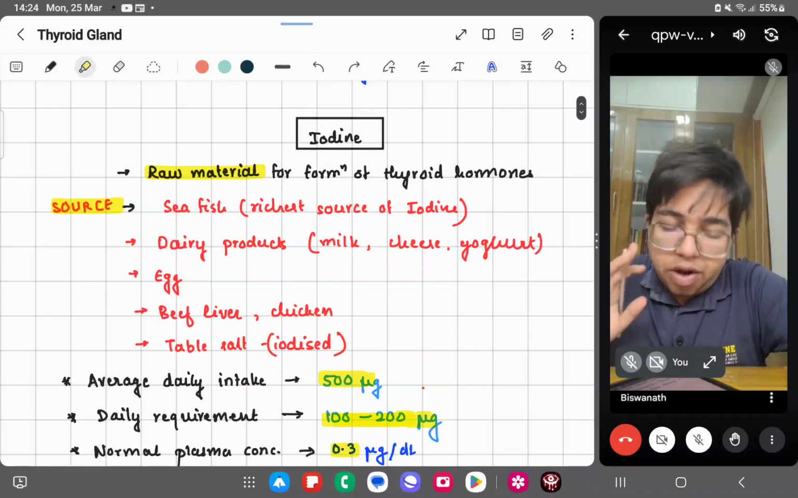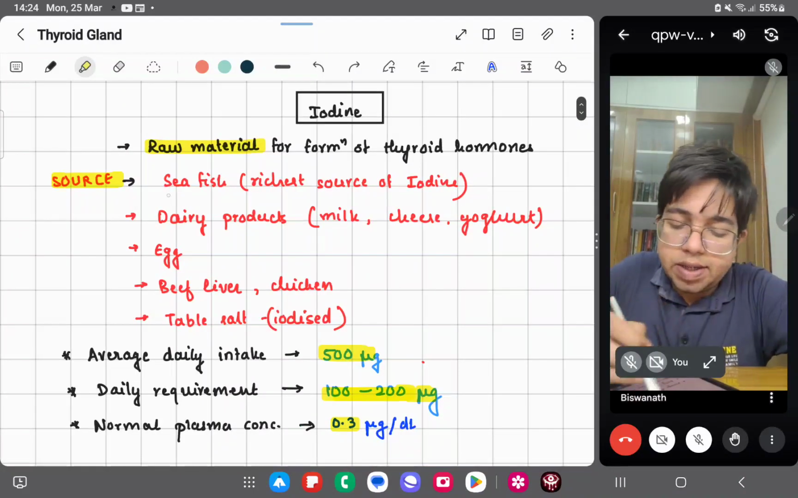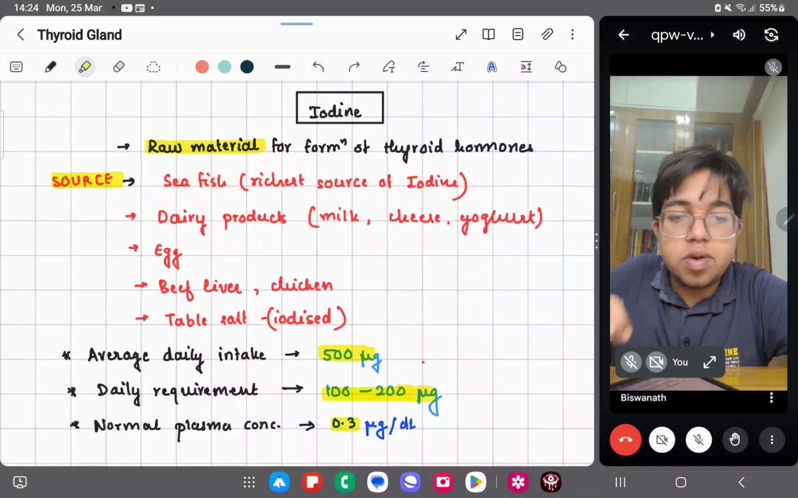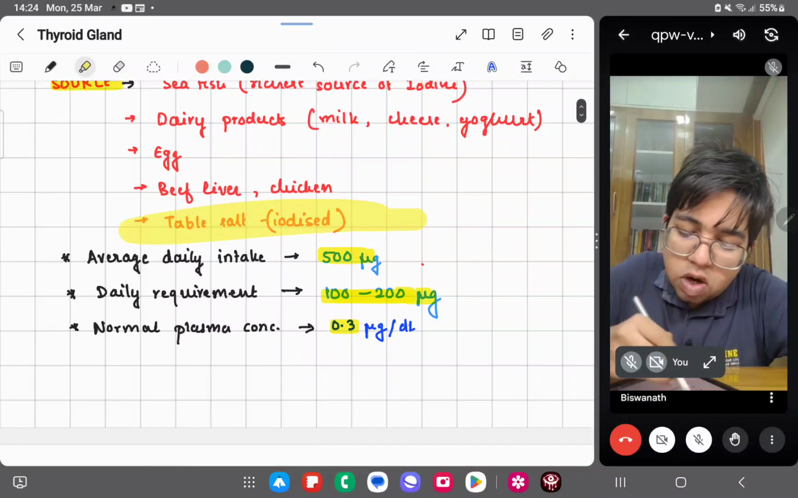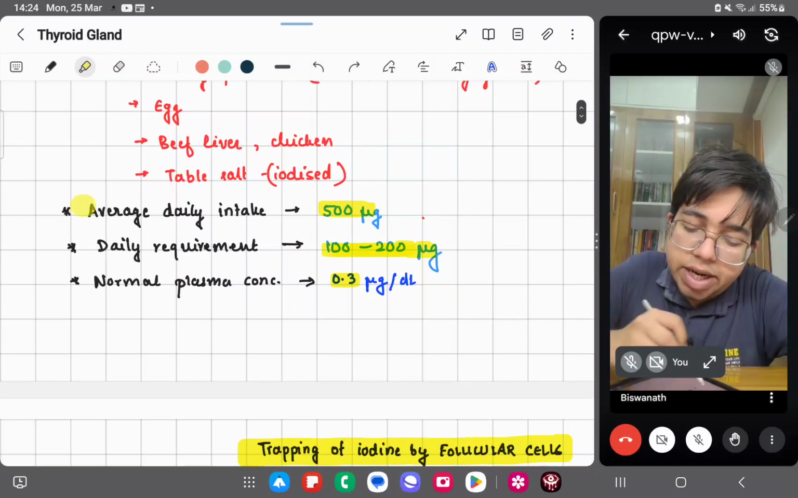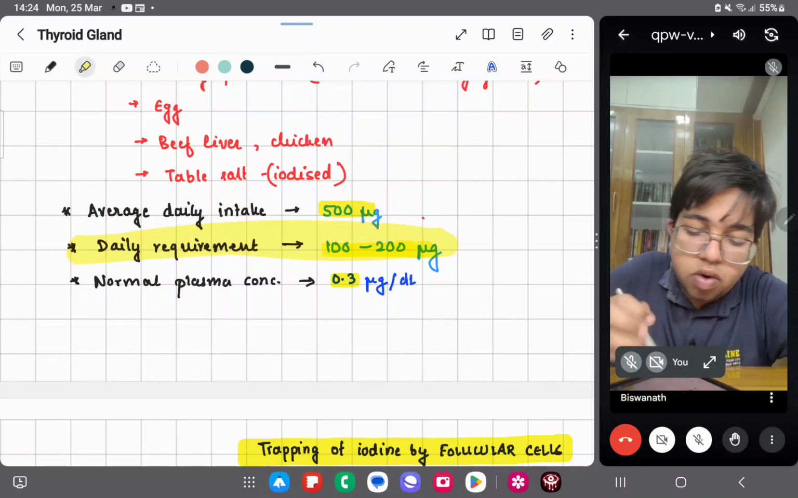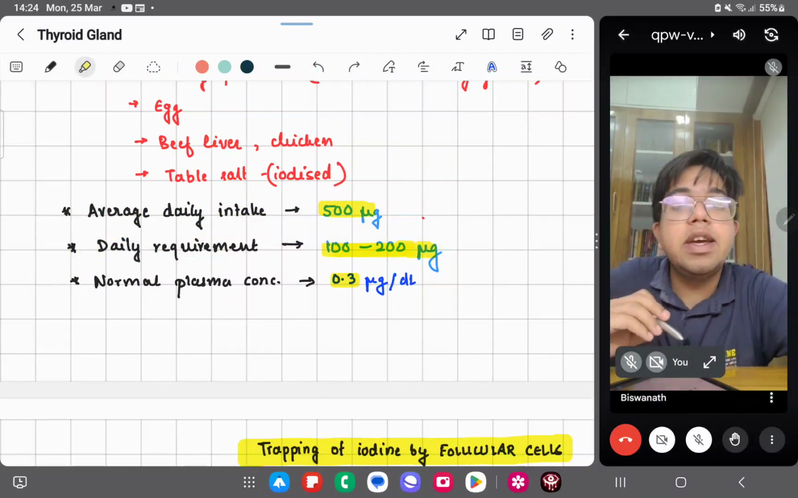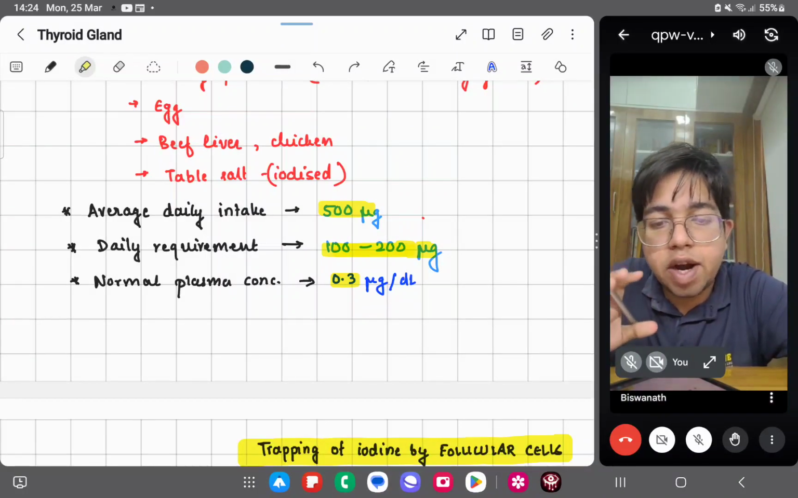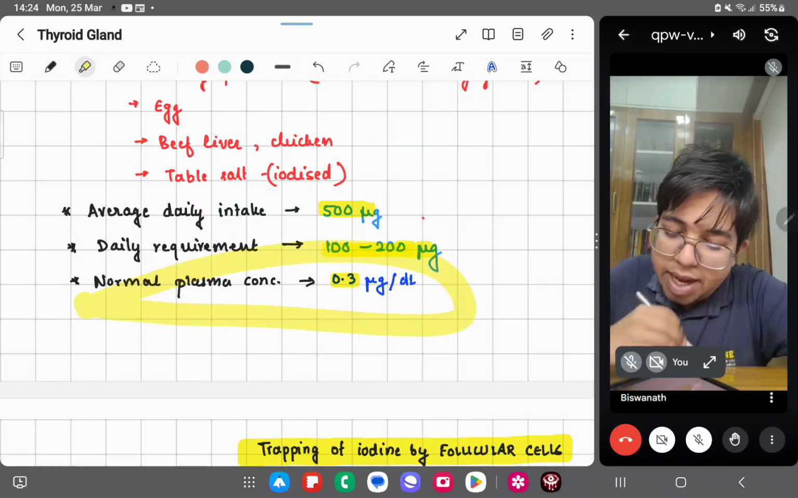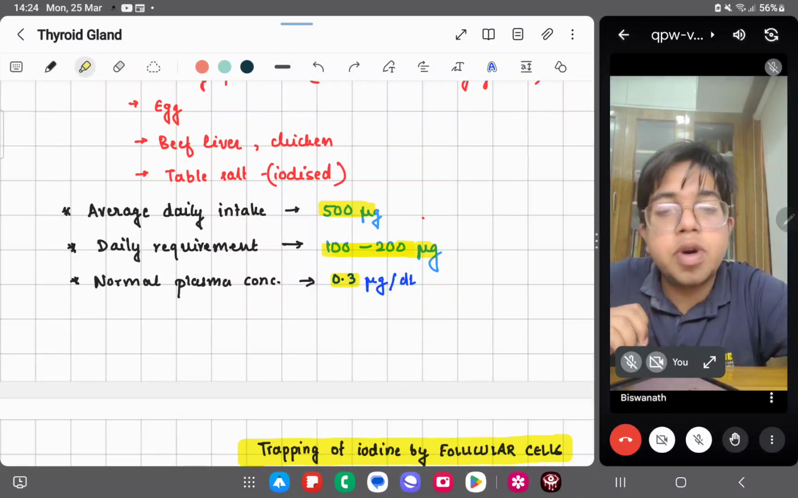Let's start with iodine. Iodine is the raw material for thyroid hormones. The source of iodine: sea fish is the richest source, then dairy products, egg, and so on. Table salt is important. Average daily intake is 500 mg, and daily requirement is 100 to 200 mg. So basically, in the Indian population, we are consuming more iodine than is required. Normal plasma concentration of iodine is 0.3 mg per dl.